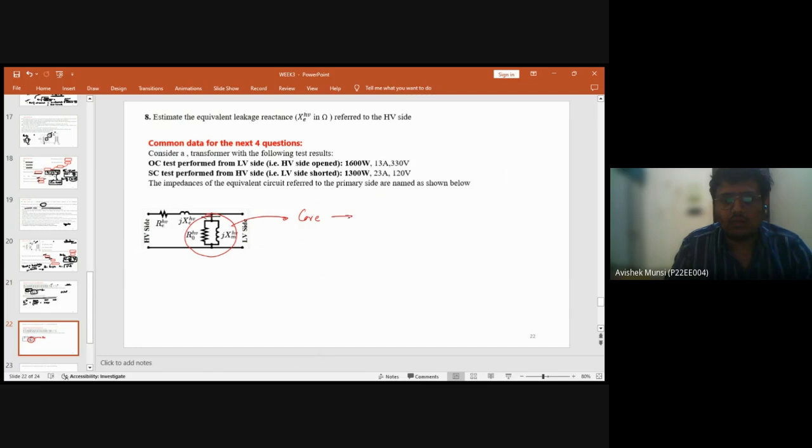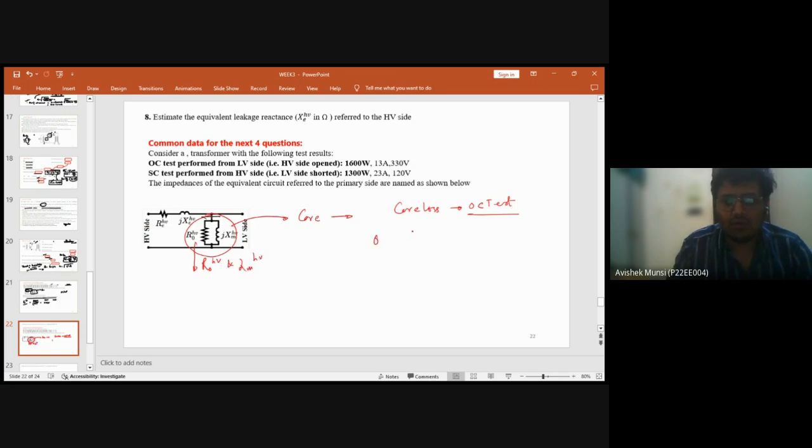Right. So from which test we get the core loss? From open circuit test. So definitely from open circuit test, we'll get these parameters, this R0, HV and XM, HV.